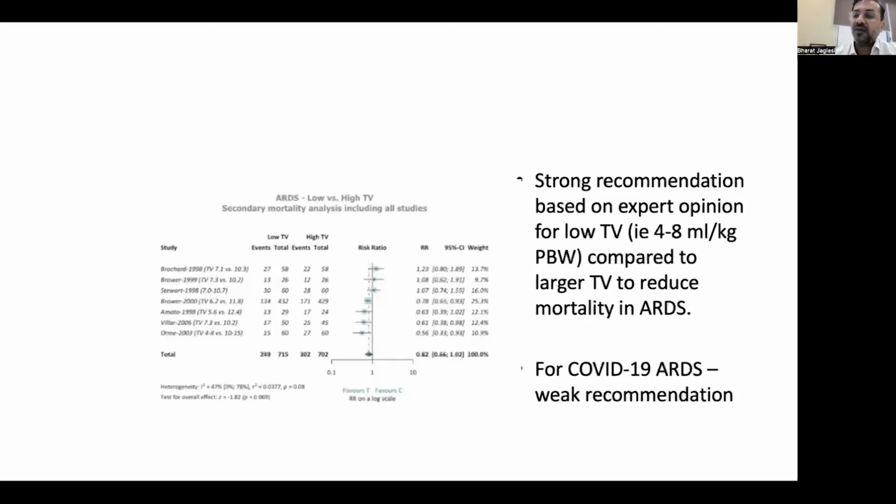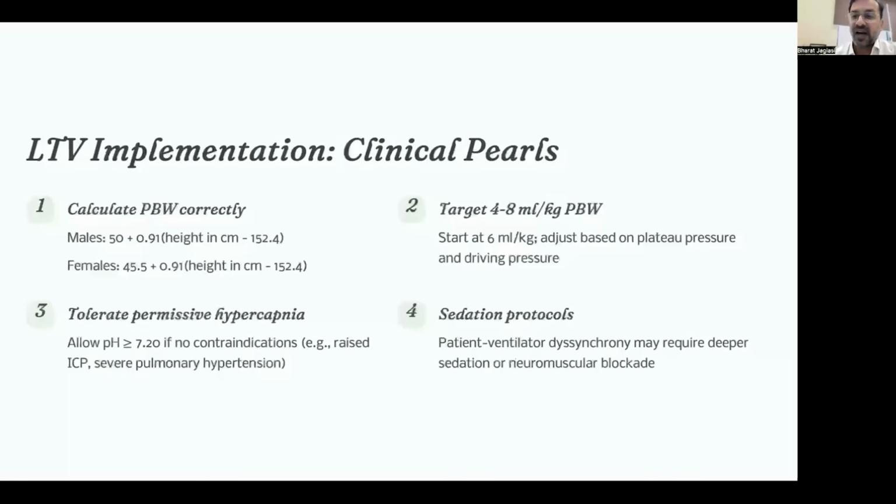Based on this, a strong recommendation was made by expert opinion for low tidal volume, somewhere around 4 to 8 ml per kg of predicted body weight, compared to larger tidal volume, to reduce mortality in ARDS. We can't do further studies on it because this has become the standard of care. Though there is only one major study, it would be unethical to do further studies because we have all seen this works very well. So the evidence was moderate, but expert opinion gave a very high level recommendation for this.